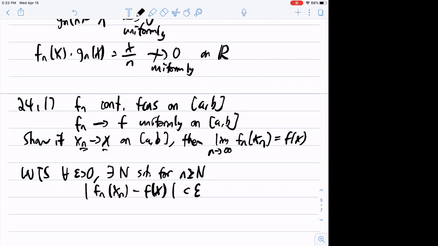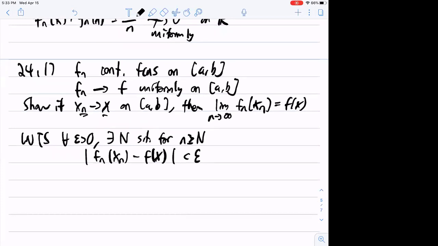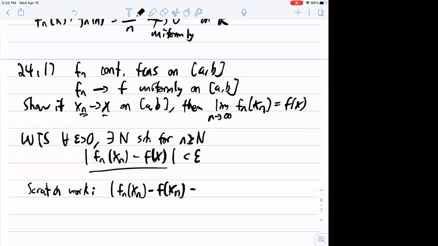So how are we going to do this? We use these two, and the fact that xn goes to x. Something very useful you'll learn in real analysis is you add and subtract the same term. So I want to make this small. First off, scratch work. One thing I can do is subtract f of xn and add f of xn and then minus f of x, right? This and the above terms are equal, I just added and subtracted the same term.